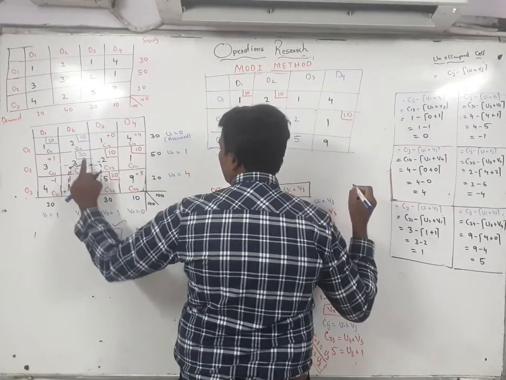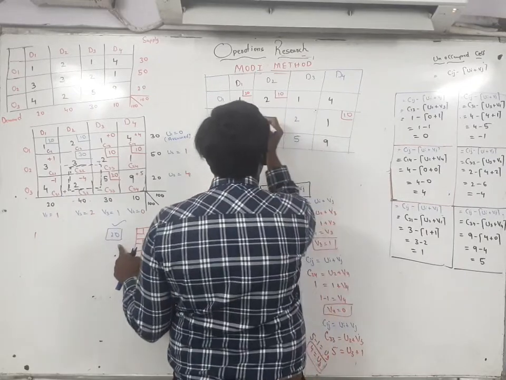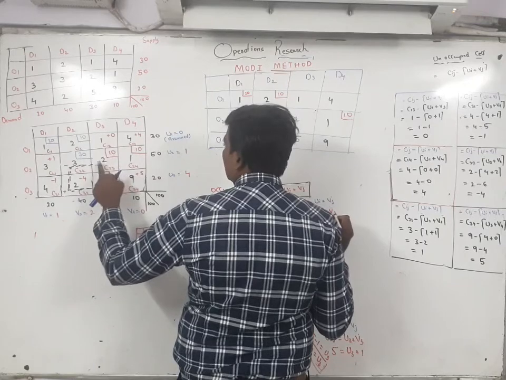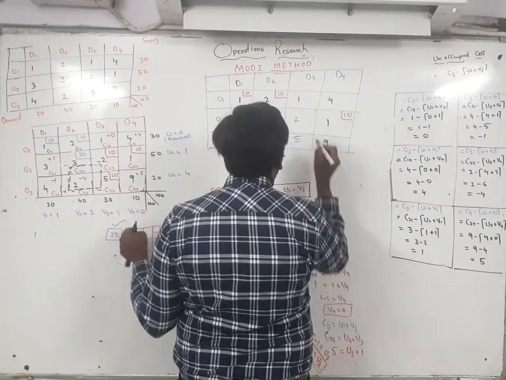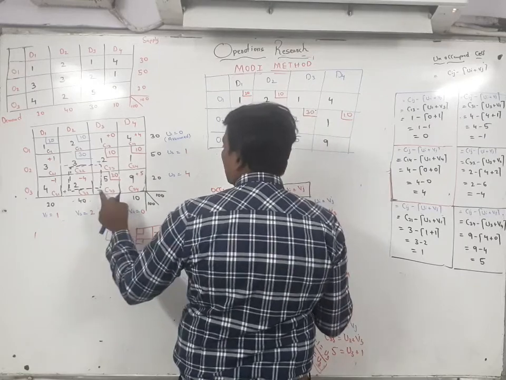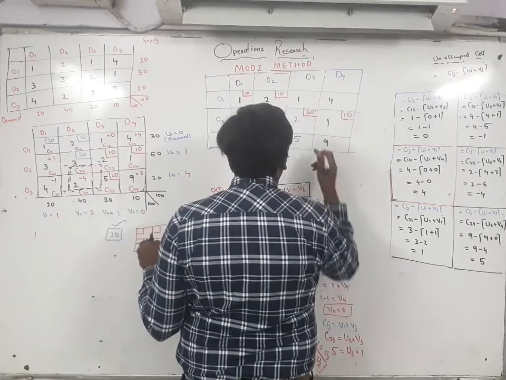So already 30 is there. 30 minus 20, how much will it be? 10. As you can see here, plus is there. Here 20 is there. So this one will become 30. And here minus is there. 20 minus 20 will be 0.